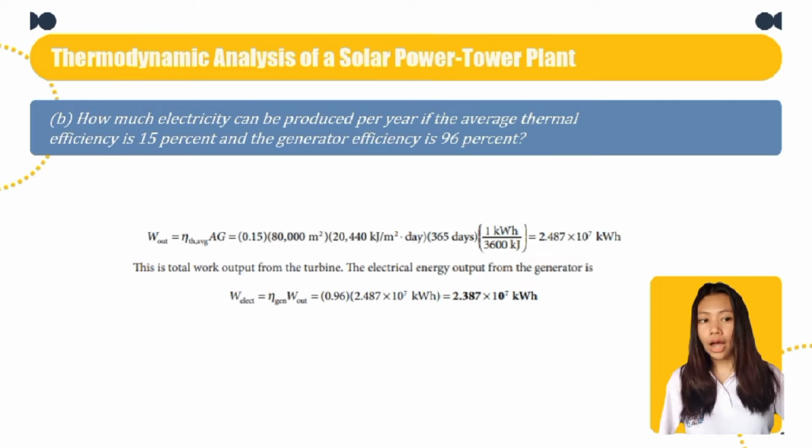The total work output from the turbine multiplied by the generator efficiency will yield the electrical energy output from the generator, which will be 2.387 times 10 raised to 7 kilowatt-hour as solved.